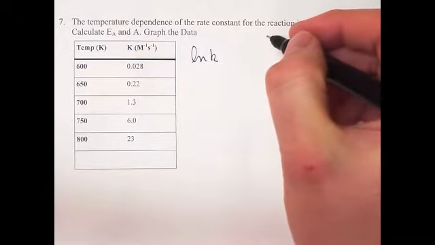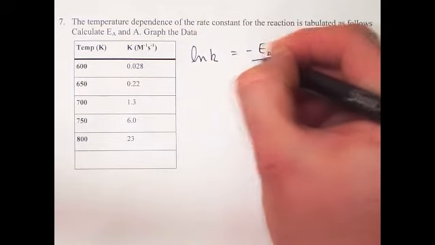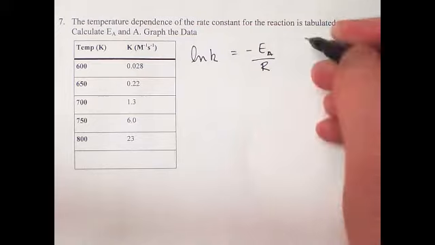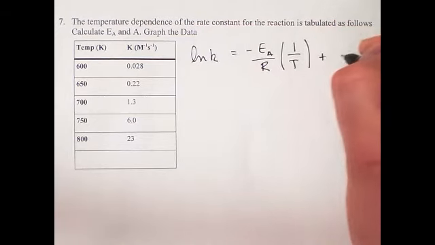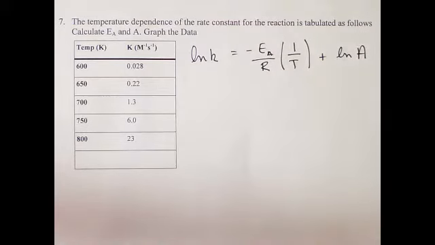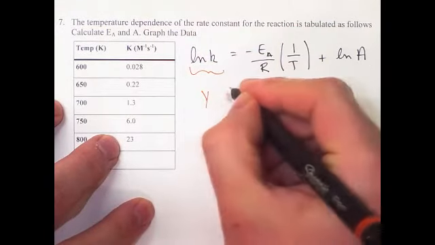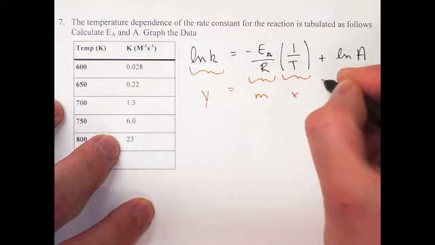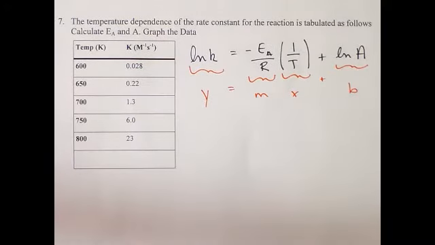But the natural logarithm of K is equal to negative EA over the gas law constant. This gas law constant is 8.314, times 1 over T, plus the ln of the frequency factor. So just so we're clear, we have y equals mx plus b. So we have a linear equation.